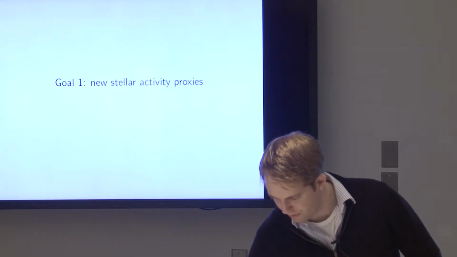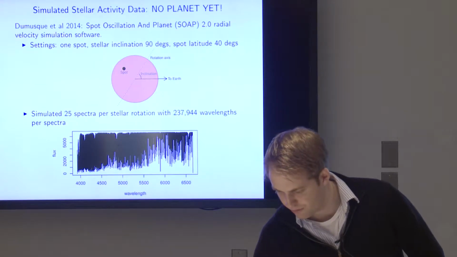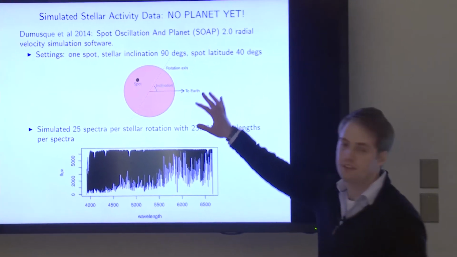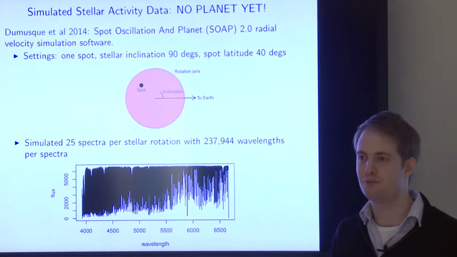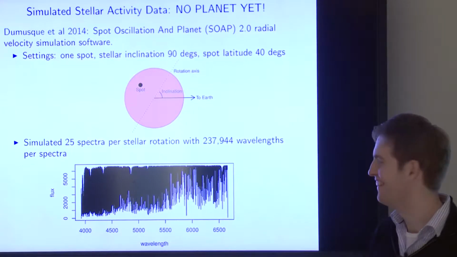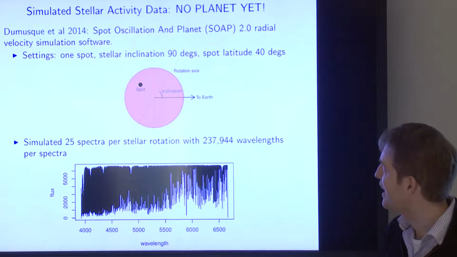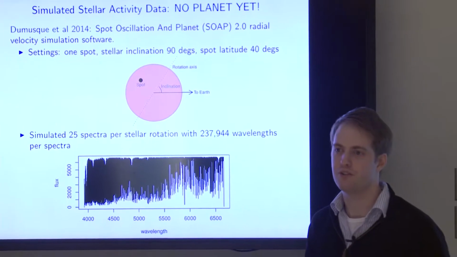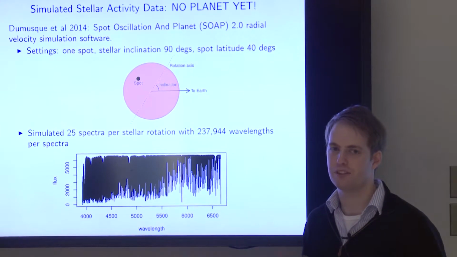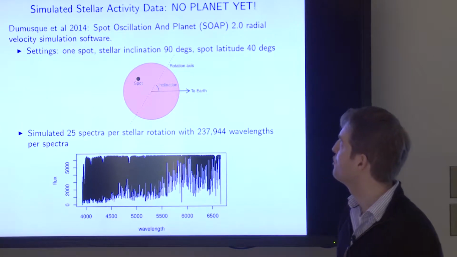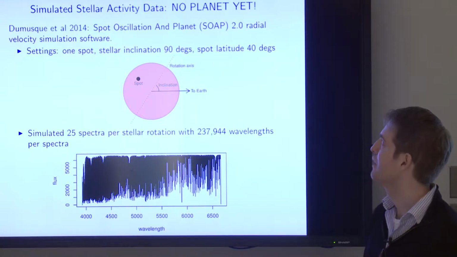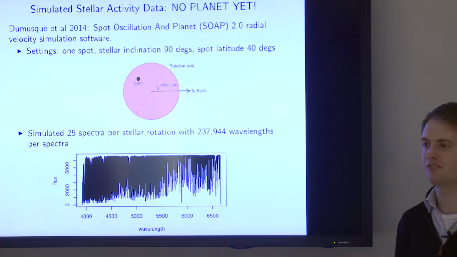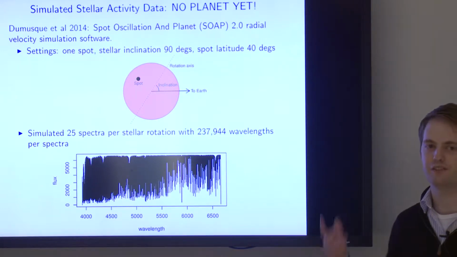So I'll begin by talking about how we construct these proxies. As I said, we're just going to focus on the case where there's a spot. There's no planets yet. There will be planets in the end, but no planets yet. And there's some very nice software for simulating what you expect to get when there's a spot on the star. It's called SOAP 2.0, the Spot Oscillation and Planet 2.0 Radial Velocity Simulation Software. So it simulates the kind of radial velocity you expect for spots on stars.